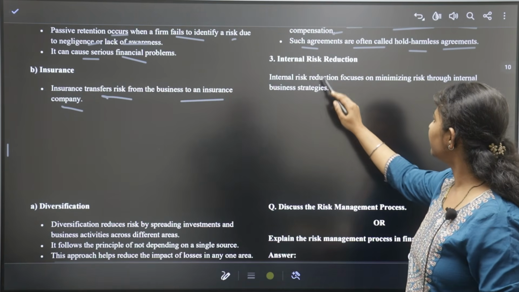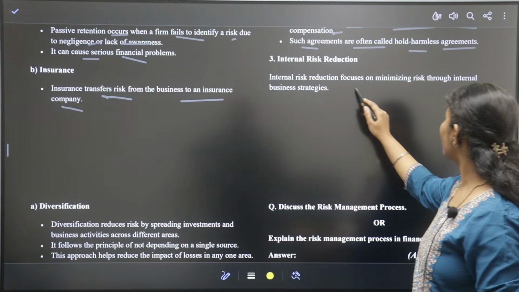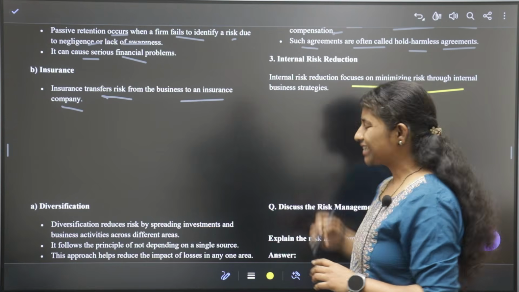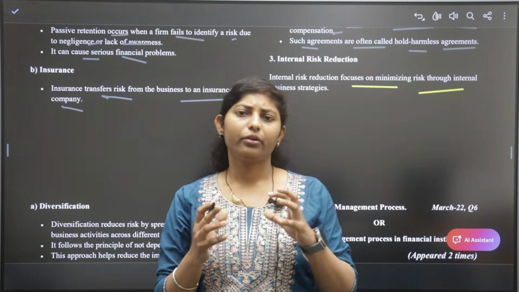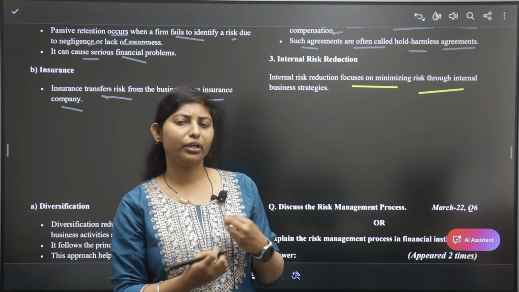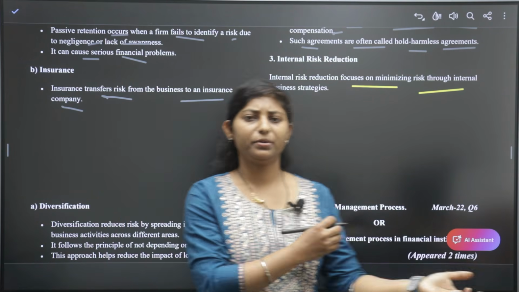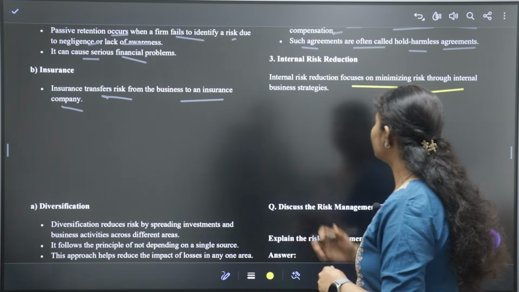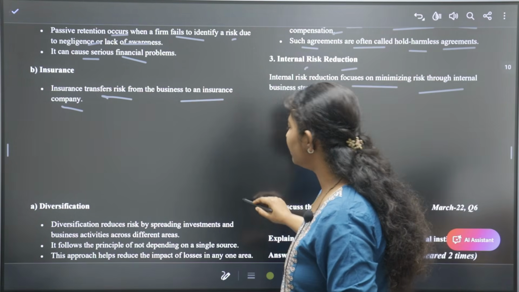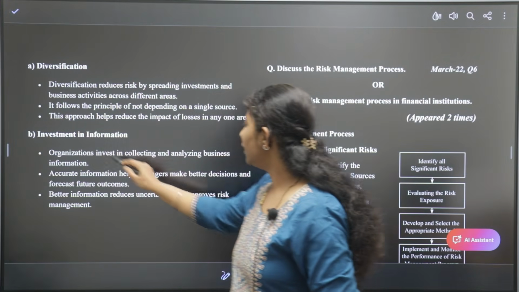Now we are discussing internal risk reduction. Internal risk reduction is nothing but focusing on minimizing risk through internal business strategies. We need to use some strategies and techniques. Internally we find such techniques and use them in our business to reduce risk. That is what we call internal risk reduction. Here we have two things: one is diversification and another is investment in information.